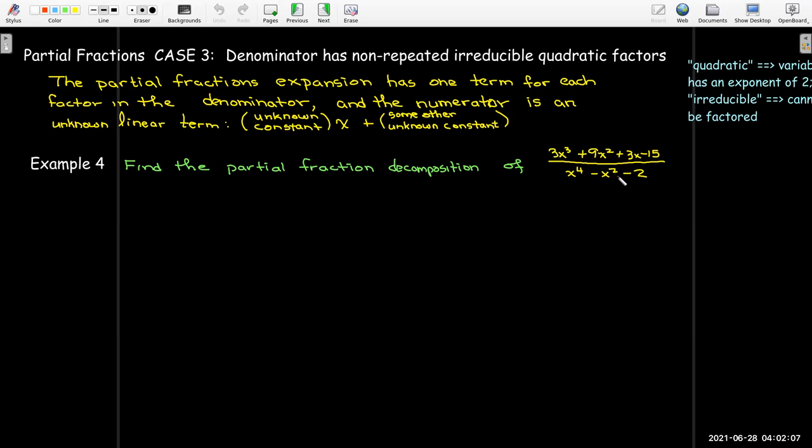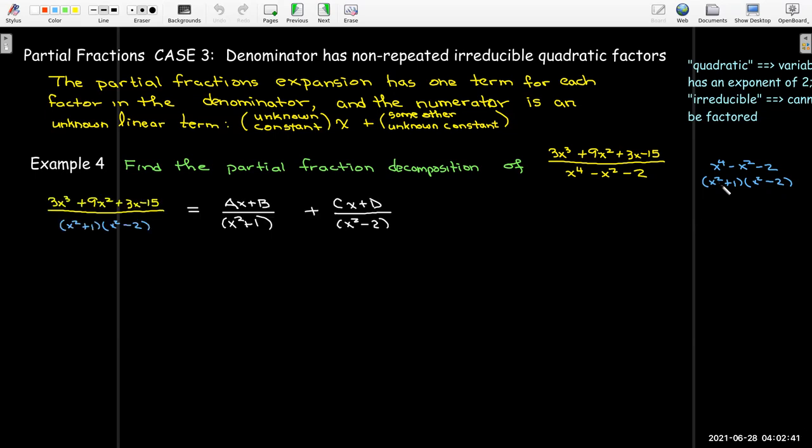Well, I see that I have a common factor of 3 there, but I'm not going to take advantage of that here. What I am going to do is factor the denominator. x to the fourth minus x squared minus 2 can be factored as x squared plus 1 times x squared minus 2. Now neither one of those can be factored using rational numbers, so they are irreducible and they're not repeated. So my partial fractions decomposition is going to look like some number a times x plus another number b over my first quadratic factor, plus cx plus d over my second quadratic factor.